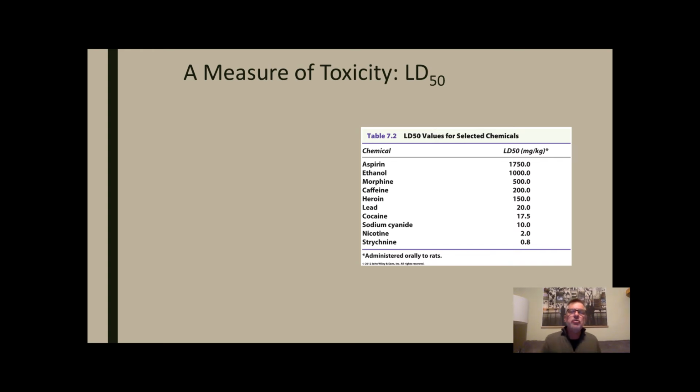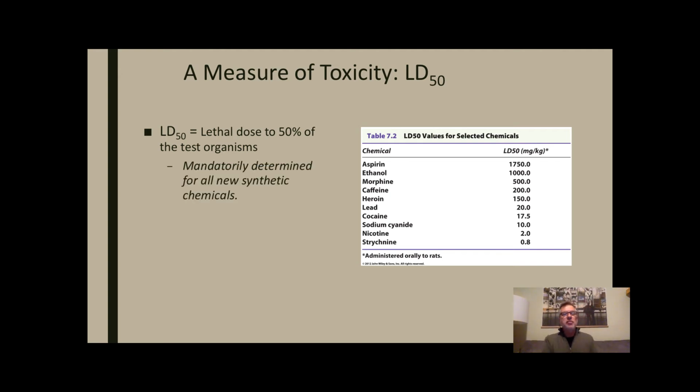Now, one of the things that you measure in terms of toxicity, especially lethal toxicity of a substance, is what's called the LD50. And the LD50 is the lethal dose to 50% of the test organisms. So you expose a bunch of test organisms to varying amounts of a chemical, and the next thing you know, some number of them die, and you plot that, and then you calculate the dose at which 50% would be predicted to die, and that's the LD50. It is mandatorily determined for all new synthetic chemicals, so somebody's got to be doing that.